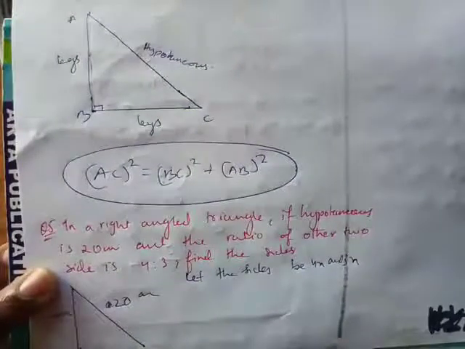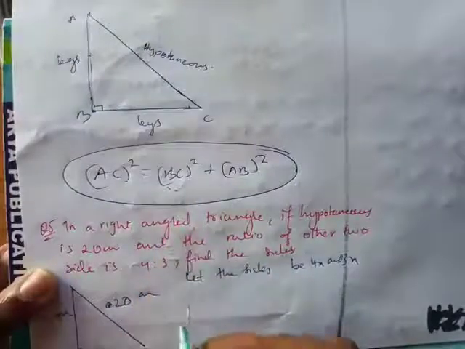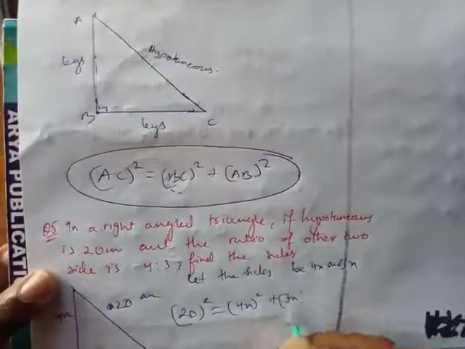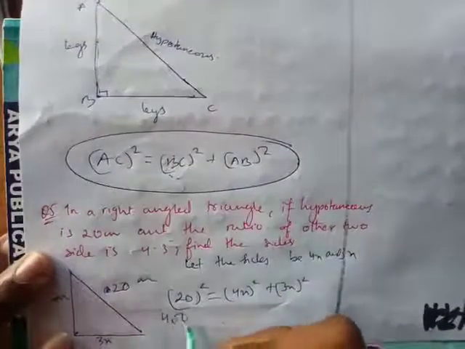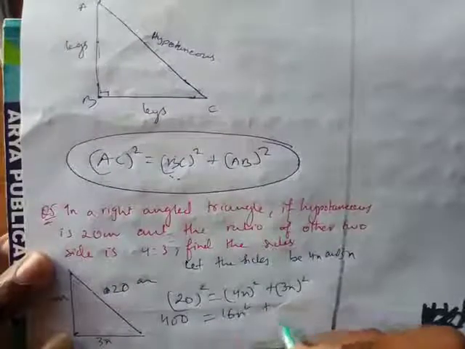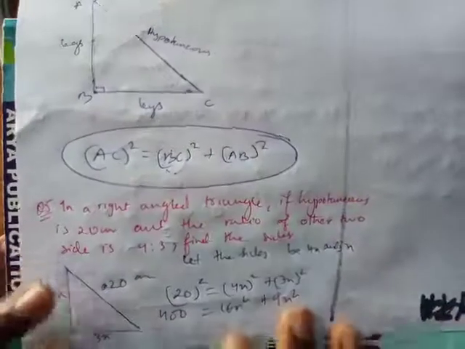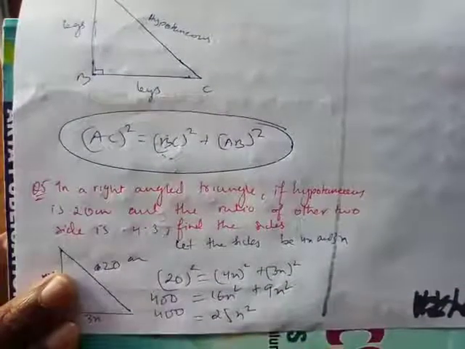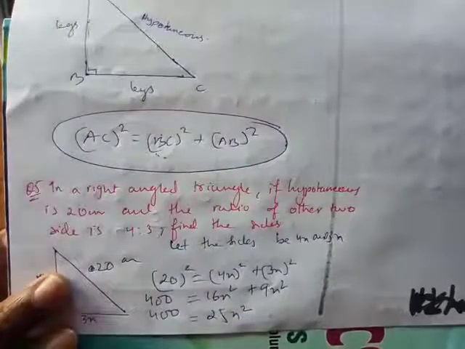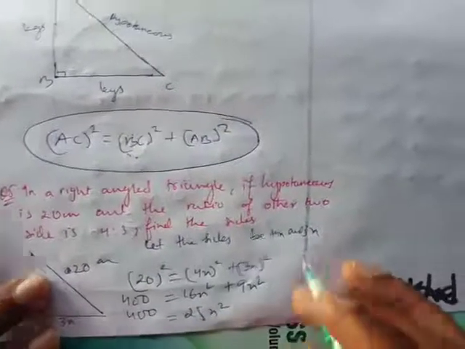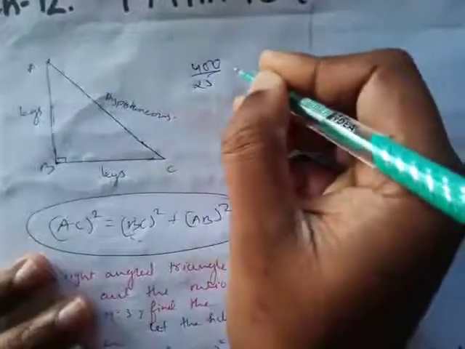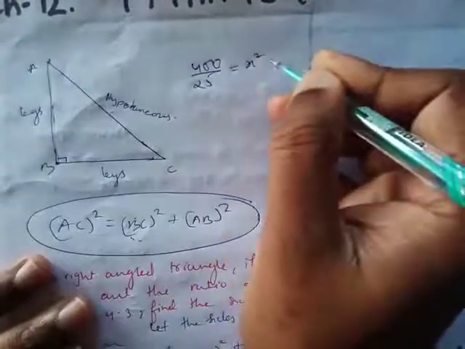Now I just have to write one statement, that is this formula: hypotenuse, that is 20 square, is equal to 4x square plus 3x square. So 20 square is 400, equals 16x square plus 9x square. Now if I add 16 and 9, I'll get 25x square, and there is 400. But I need to know the value of x. So what's going to happen? 25 is going to go on the other side and get divided. So I'll do it over here. So 400 divided by 25 equals x square.